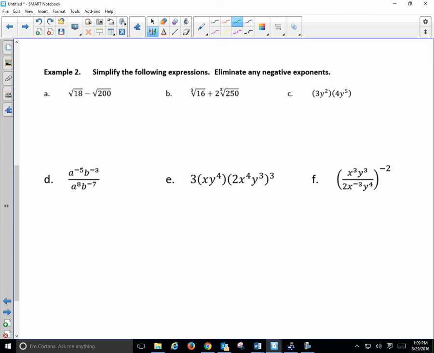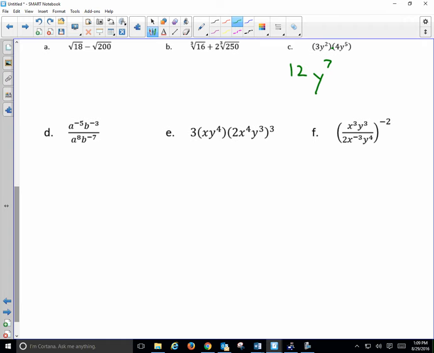Yeah, for problem C, the operation is multiplication. So you can see that you're multiplying. So you're going to simply just multiply the coefficients and you will add the exponents. We get 12y to the 7th. Pretty straightforward.